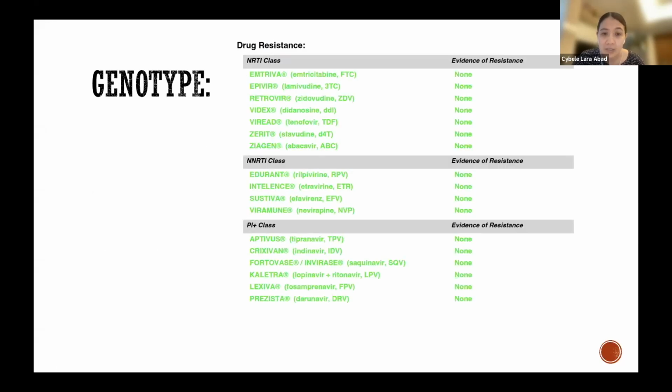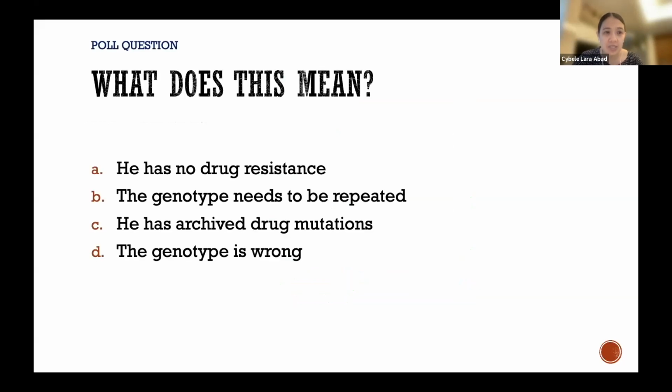So this is his genotype. And as you can see, it's all green across the board. There's no evidence of resistance anywhere, which is a very good thing. But what does it really mean? So this is my poll question for everybody. I hope everybody votes. There are more than 150 of you. These are the choices.